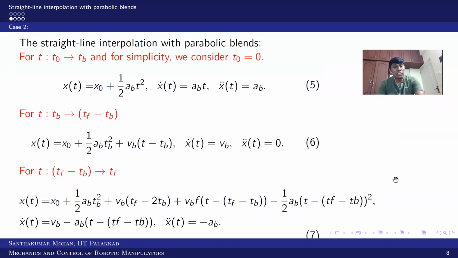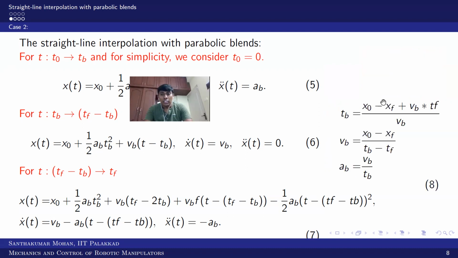But the second one is quite interesting. We are again taking the same way, but we are not scaling to 0 to 1. We are taking it as it is. Here again you can see there are three choices: AB, VB and TB. But we follow a certain procedure. What procedure are we following? We can choose either TB or VB, and based on that we can get the AB, or the other way around. Like I already said, there are three variables, and of those we have to choose two, right?